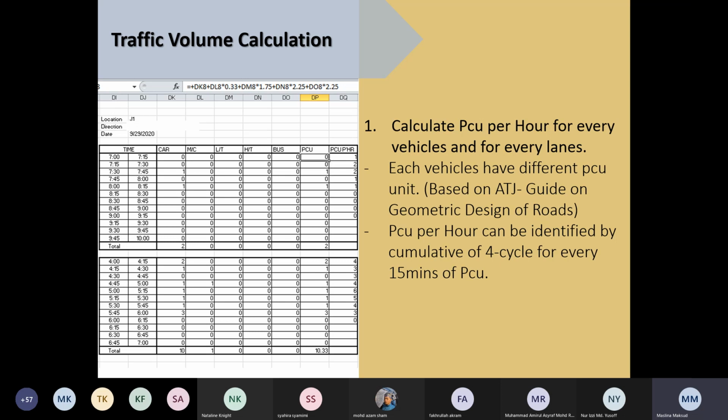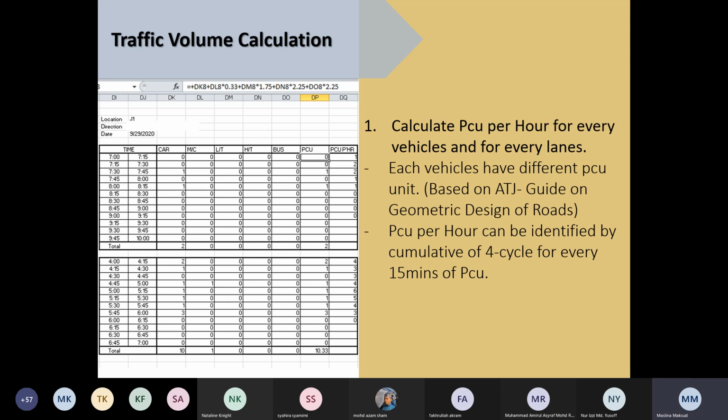And for the light lorry and van, it is 1.75 in PCU unit. And for the heavy lorry and buses, the PCU unit is 2.25. So each vehicle has a different PCU unit. You can refer to the Arahan Teknik Jalan guidelines on geometric design to get the PCU unit. From this PCU unit, we can get our PCU per hour.